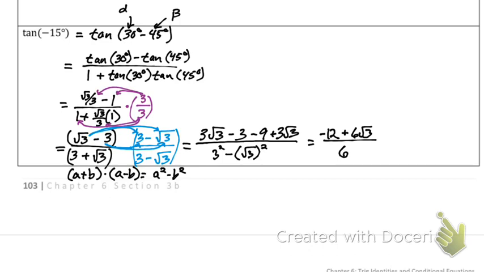Now we can break this apart into two fractions. Negative 12 over 6 plus 6 square root of 3 over 6. Or what I usually do is I just draw an arrow saying I'm breaking it apart, but I'm not going to draw it. So I'm basically splitting that 6 apart into those two fractions, which is going to leave me with negative 2 plus square root of 3.